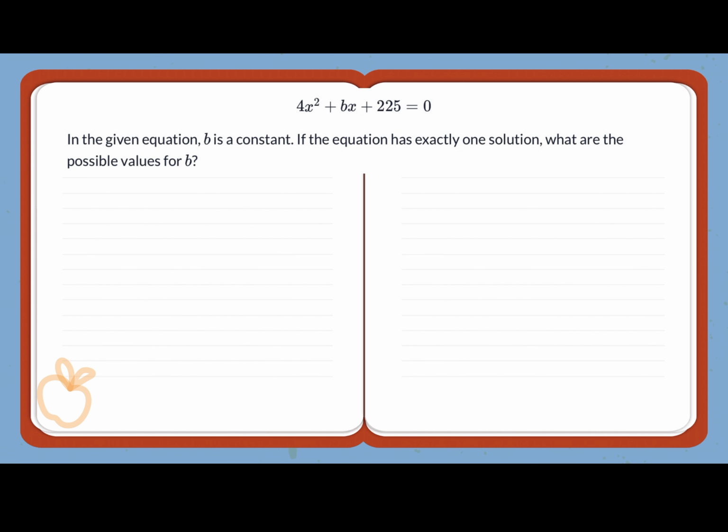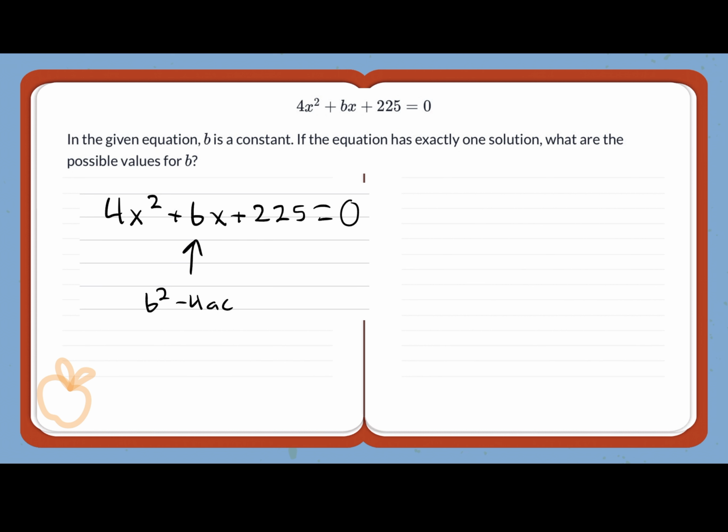So in order to find this, we have to set up our equation, and then we have to be able to use the quadratic formula, and specifically the discriminant, which is just b squared minus 4ac. So a comes from the 4 in front of x squared, b is given as just b, and c will be the last term there, which will be 225.